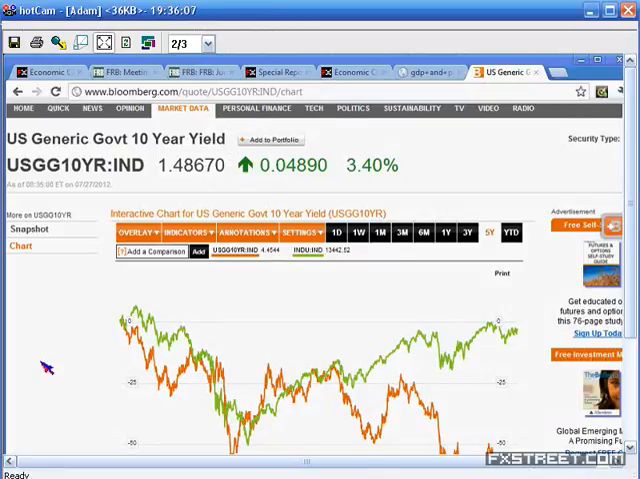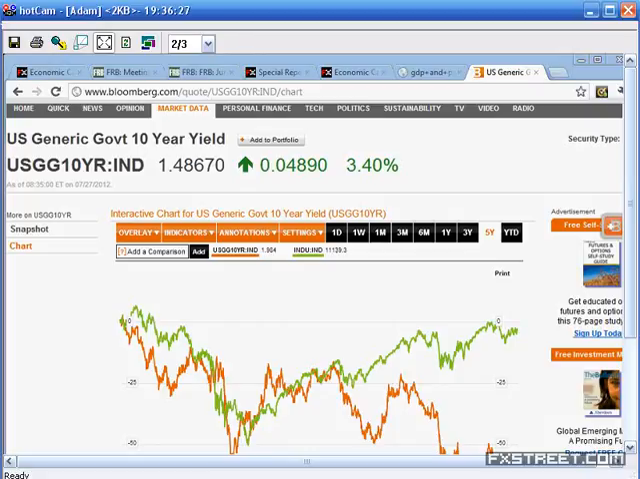So we take a look at the following chart. The red line is the U.S. 10-year bond yield. The green line is the Dow Jones Industrial Average. Here's a link, by the way, everybody, for the bond charts. If you want to overlay the stock chart, and when you add a comparison, you type in INDU :IND.